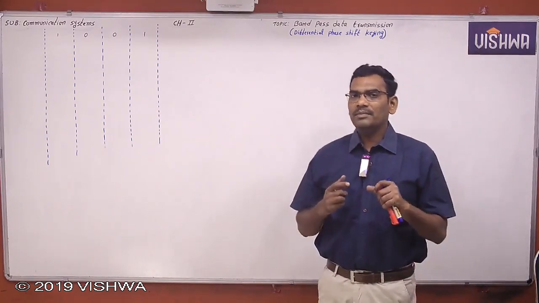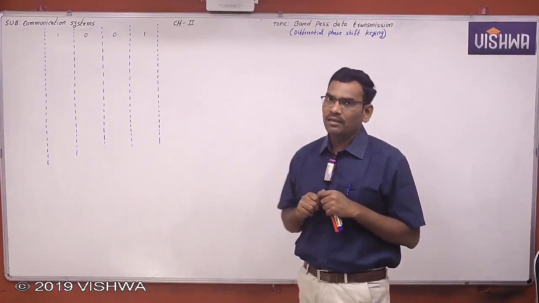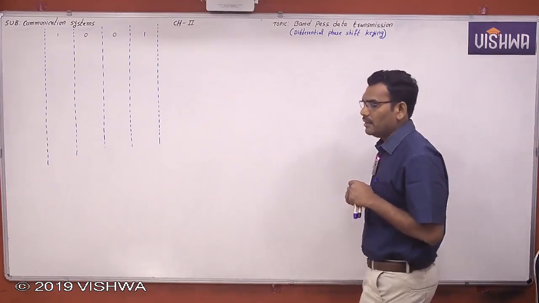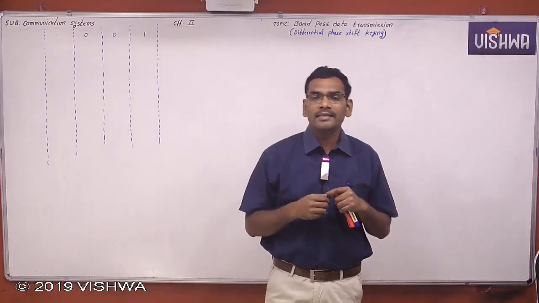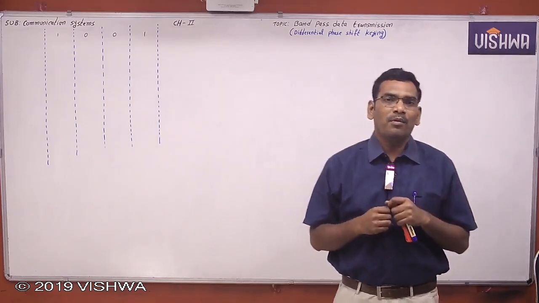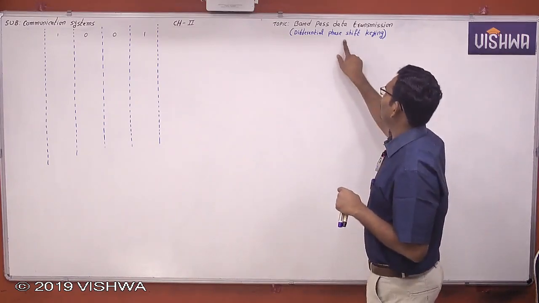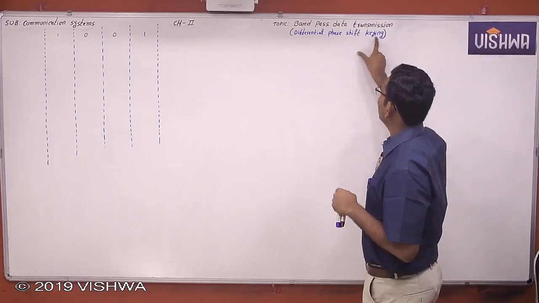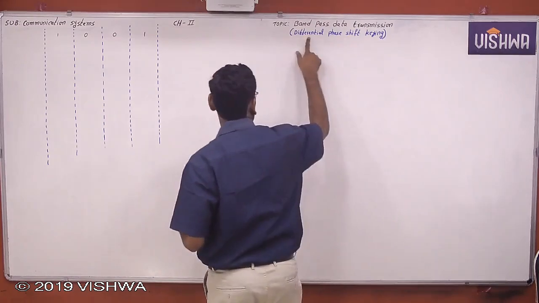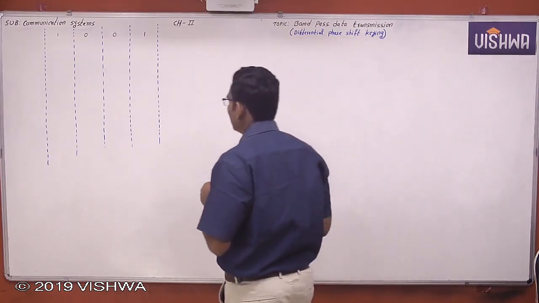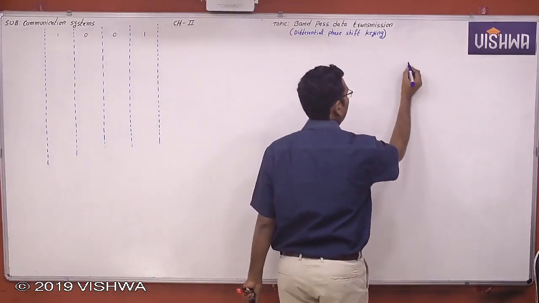To overcome this coherence problem, we use a slight modification of PSK. This slight modification of PSK, which overcomes the problems we face with coherence, is the differential phase shift keying signal, or DPSK signal. DPSK modulation, differential phase shift keying. You know that it is a slight modification of PSK.